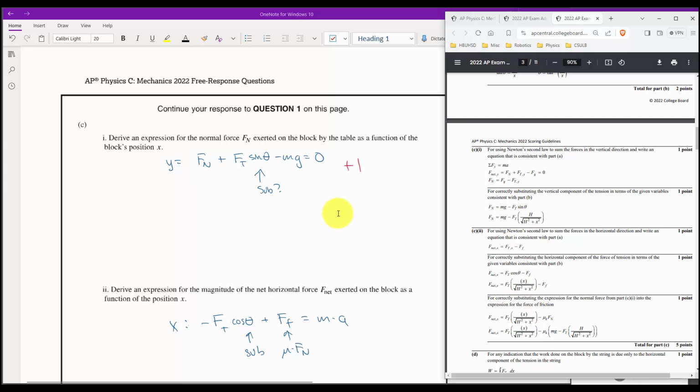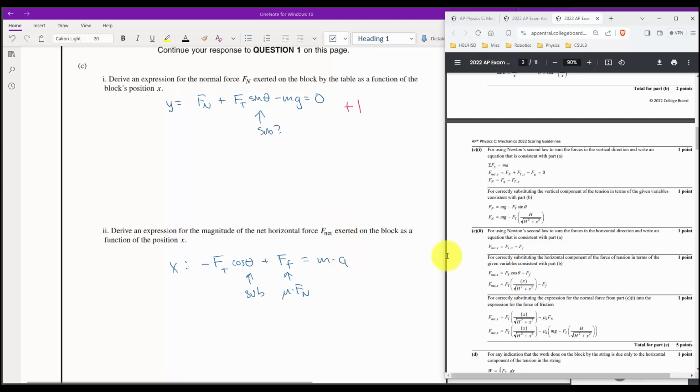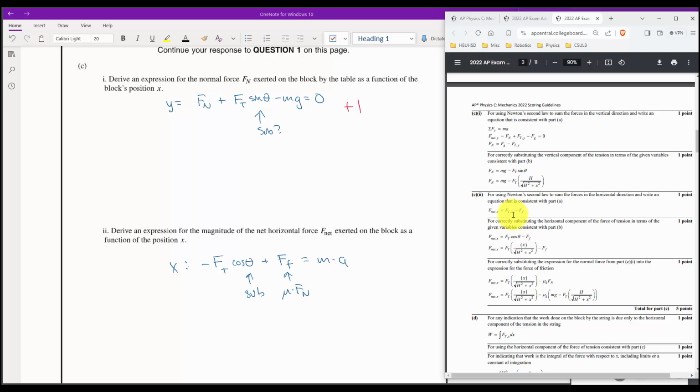So for C2, for setting up an equation with tension and friction force, looks like we get that. And for correctly substituting a component of the force of tension, so putting in the cosine, you get a point as well. Sweet, okay. So correctly substitute expression for the normal force from part C, so we didn't sub in the normal force, so we get 2 here, because we got an equation for that, and we got the equation for subbing in the tension force component. At least that's how I'm gonna call it.